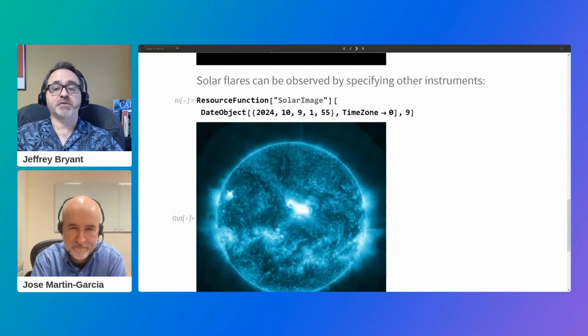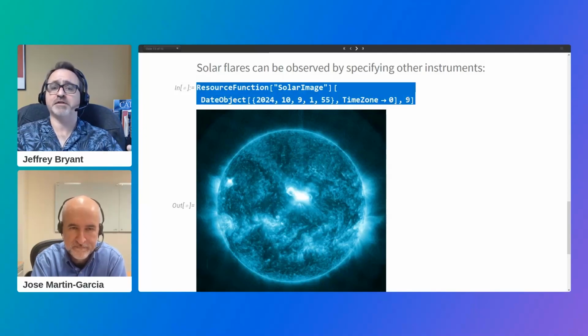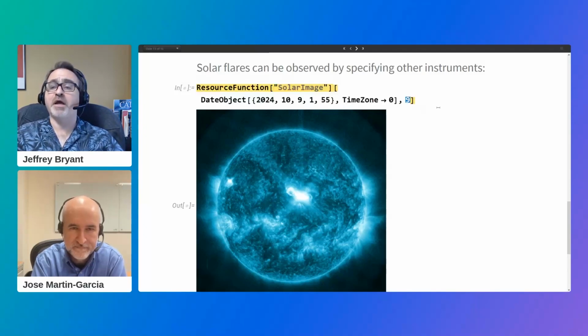Here's where I've switched instruments. Notice that I put a 9 here. We have quite a few instruments. Names are not intuitive, so it wouldn't really be useful to have a string here. It's easier to represent them with a number, and then we have an association you can query to find out what number corresponds to which instrument. In this case, we're looking at far ultraviolet. You can see here a solar flare going off in the middle of this particular date object, and you can see that in the extreme ultraviolet.